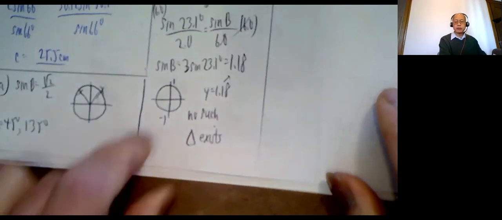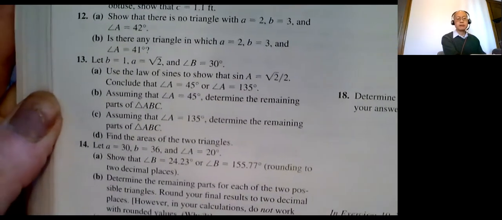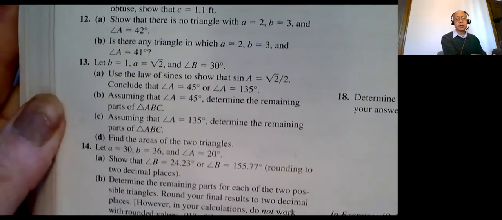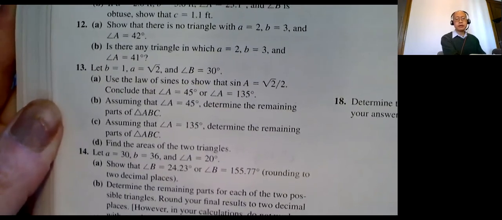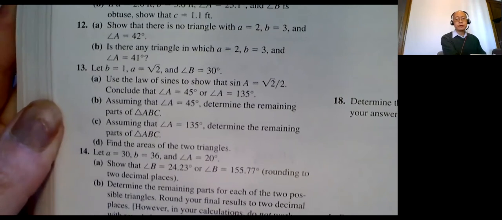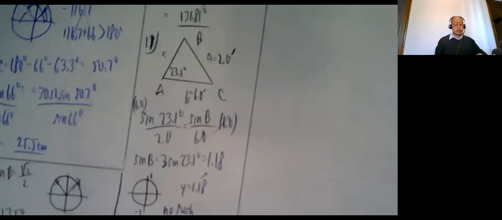All right, so that's it for that one. Then let's see, I think I'll show you 13. It's a little bit harder. Here's a case where there's two triangles. Let b equal 1, a equals radical 2, angle B is 30 degrees. Use the law of sines to show that. So here's the case where there are going to be two such triangles.